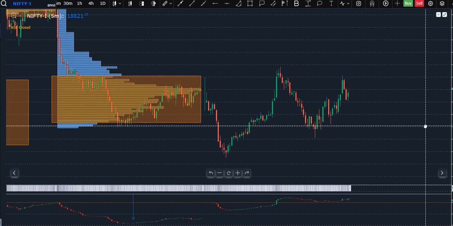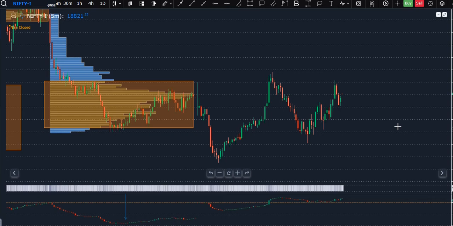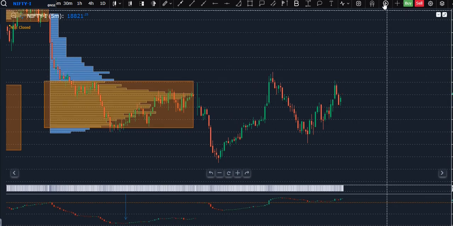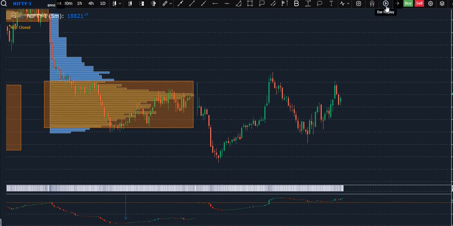We will use the bar replay tool on the GoCharting platform, which comes in the free version, and it will help us retrace the events of the day and how we proceeded on the day and what were the possible trades that we could take.